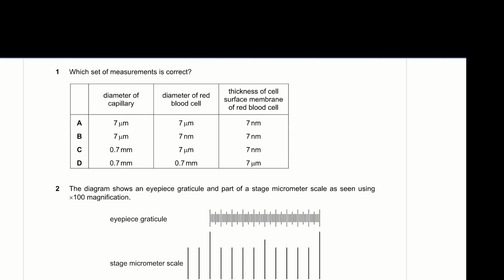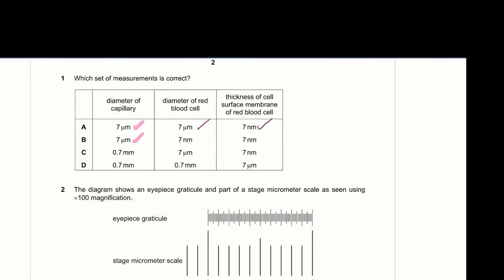Diameter of a capillary. As we know, the diameter of the capillary is going to be 7 micrometers. The reason for that is that it's the same size as a red blood cell, which is also going to be 7 micrometers. Then we have the thickness of the cell surface membrane of a red blood cell. The thickness of any cell surface membrane is always going to be 7 nanometers. So the answer is going to be A.